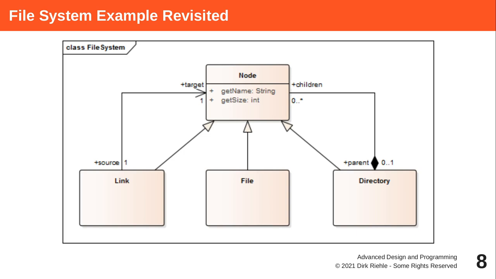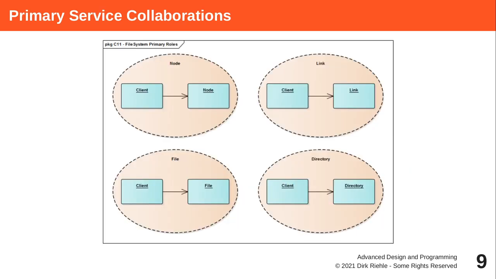What I'll do now is break it down into smaller pieces for demonstration purposes. You don't necessarily have to overdo it with role modeling or collaboration-based design, but to understand it here, let me be fairly detailed. In this design that we just saw in the class model, we have these four primary service collaborations. So there is a node, a link, a file, and a directory primary service collaboration. So each class naturally has a primary service collaboration where it has methods that are new to what they inherited, and that's why that class exists in the first place. The node as an abstraction can tell a client about its name and its size. A link can provide the targeted node. A file has read and write methods, and the directory lets you iterate over its children.